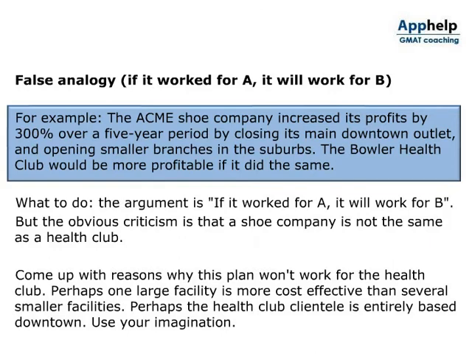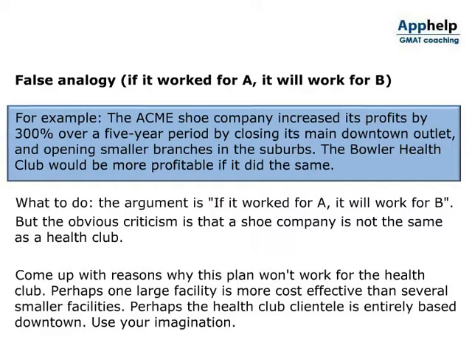False analogy: if it worked for A, it will work for B. For example, the Acme Shoe Company increased its profits by 300% over a 5-year period, by closing its main downtown outlet, and opening smaller branches in the suburbs. The Bowler Health Club would be more profitable if it did the same. What to do? The argument is if it worked for A, it will work for B. But the obvious criticism is that a shoe company is not the same as a health club. Come up with reasons why this plan won't work for the health club. Perhaps one large facility is more cost-effective than several smaller facilities. Perhaps the health club clientele is entirely based downtown.